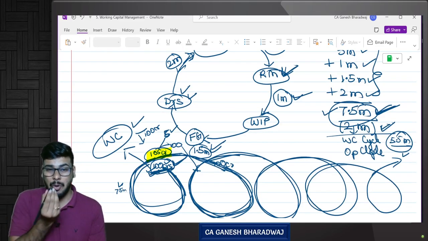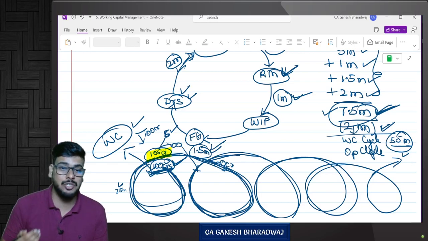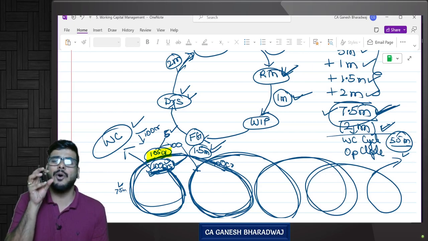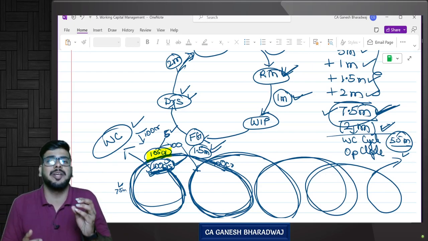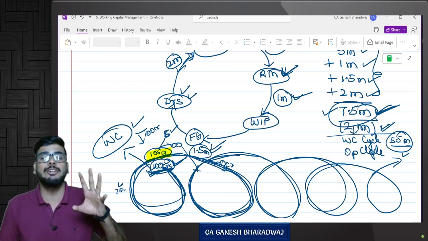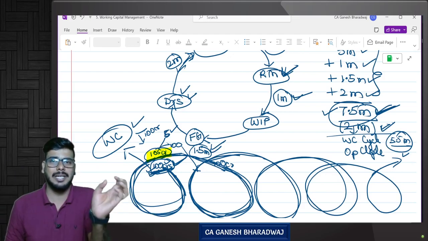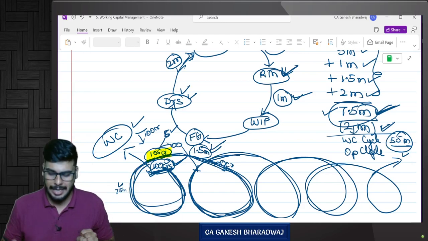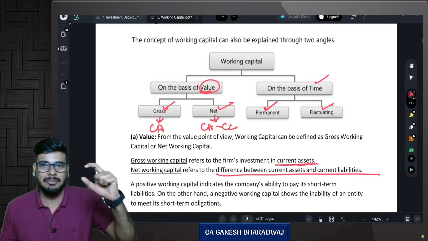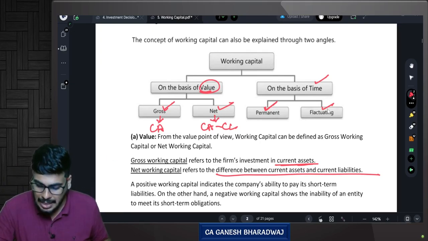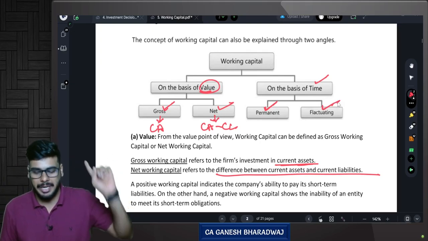Now, let us say for one season alone, let's say I am a sweet manufacturer. During Diwali time, I have an excess demand. For that period alone, for my day-to-day operations, since the demand is more, I need to have more funding. But once the Diwali season gets over, then I can just remove this investment from my business and take it back. So the short-term requirement, suddenly for seasonal extra requirement, if I need, that is called fluctuating working capital.